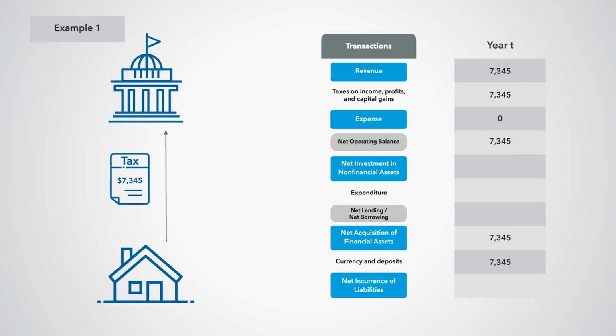The entries also result in an increase in net lending, net borrowing of $7,345 because the net investment in non-financial assets and the net incurrence of liabilities are zero.